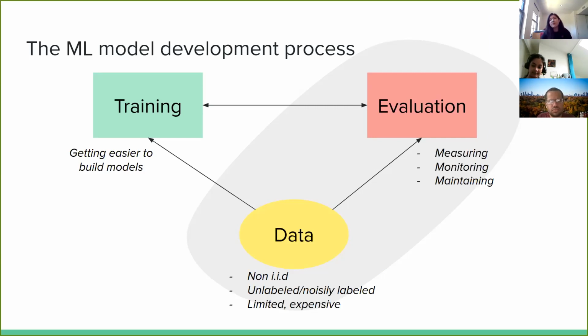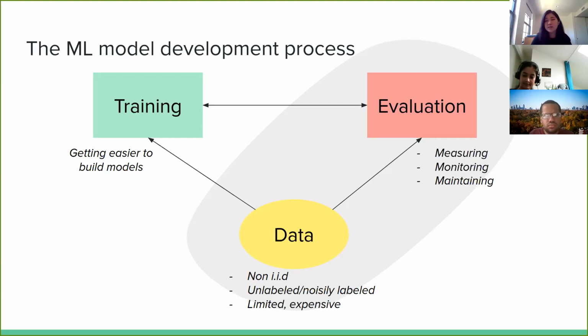In particular for evaluation, we can think of this in 3 steps, which are measuring, monitoring, and maintaining. And I'll talk about these very soon. But before that, what's playing a growing role that I'd like to draw attention to in this model lifecycle is the role of this side information.